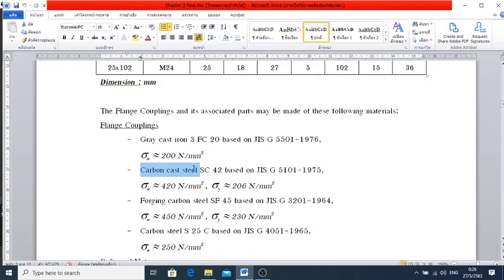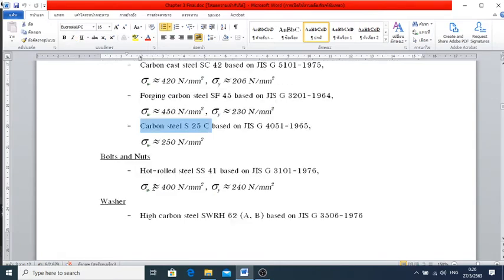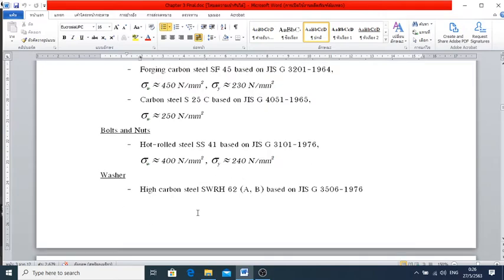Okay, you can make it by yourself, or you can use carbon steel. This one also has the sigma U and sigma Y respectively, and for the carbon steel, this is going to be high carbon steel, things like that. And then the bolts and nuts: we're going to have a hot roll steel SS41. It's going to be Japanese code anyway. We have a sigma U and sigma Y respectively, and the washer is going to be high carbon steel respectively.